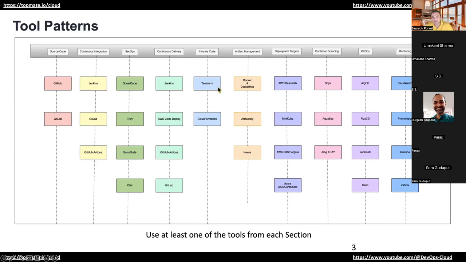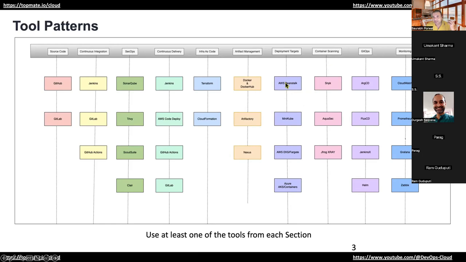Infrastructure as code using Terraform, CloudFormation, artifact management. You can use Docker Hub to store your Docker images. You have Artifactory and Nexus, which you can use to create the repositories. The deployment targets, if they are containerized, can be your Minikube, or AWS EKS, Fargate. Fargate is your serverless. And similarly, in Azure, you can use your AKS and containers. Your Beanstalk can be used for deploying web applications if it is not containerized.